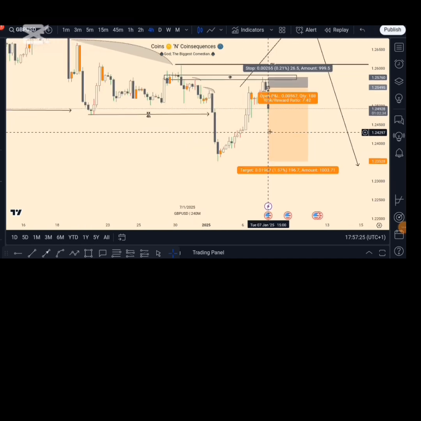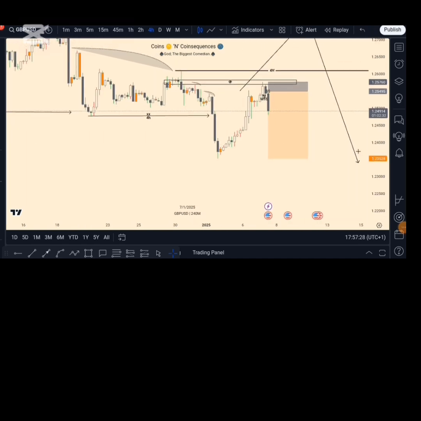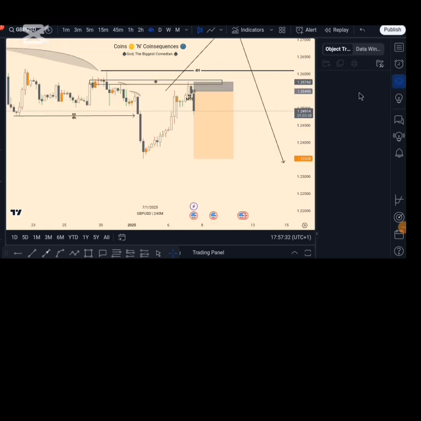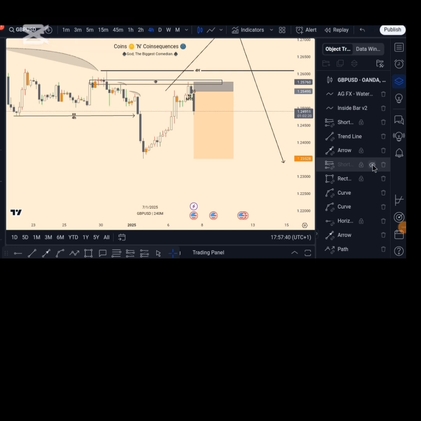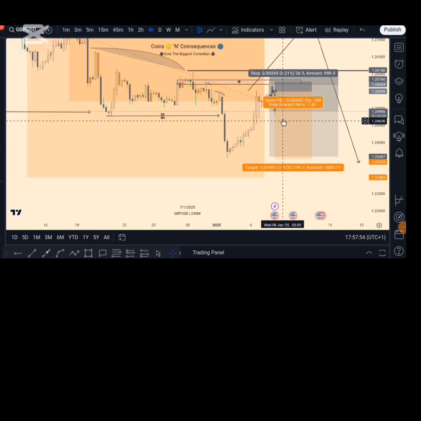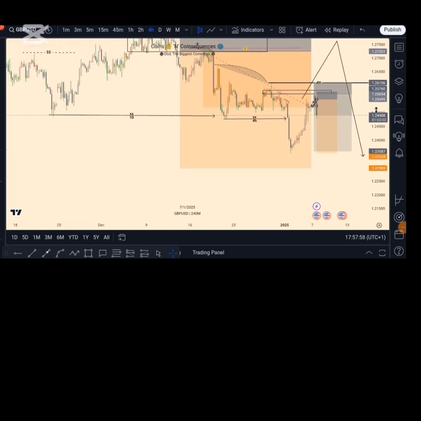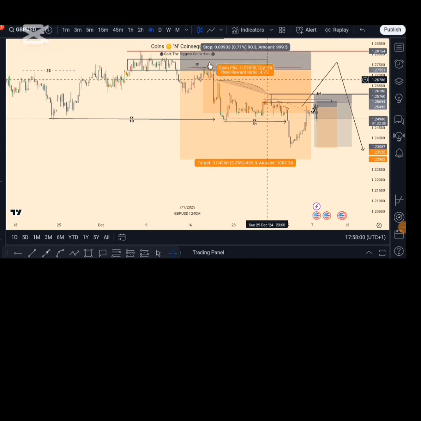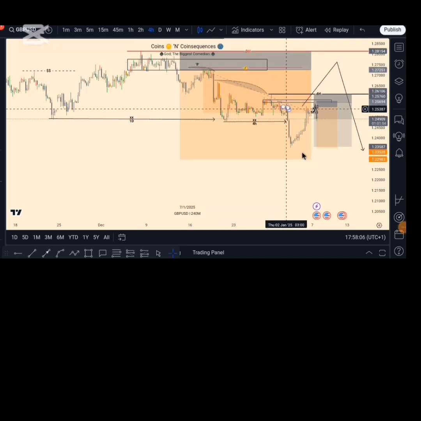So we want to take what the price has printed so far. Let's pick our tool, our object tree. Let's return the position tool for us to see what we have on ground. Okay, so as we can see, since the start of this documentation, we started here targeting this low, but still monitoring our trade.